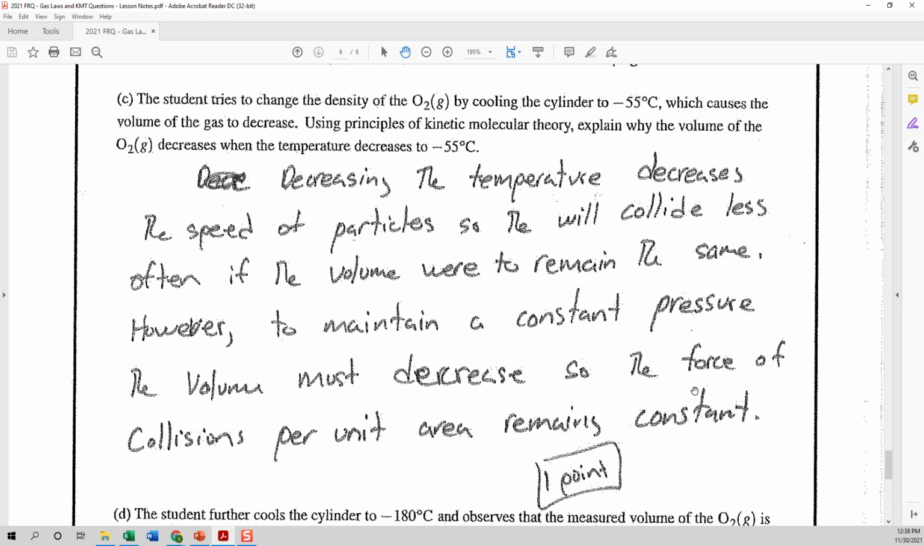Okay? So decreasing the temperature decreases the speed of the particles, right? We know that. The average kinetic energy goes down, so the speed of the particles must decrease. So they're going to collide less often if the volume remains constant. But here we're maintaining a constant pressure, because we have a flexible container, a movable piston. So pressure is remaining constant, so the volume must decrease, so the force of collisions per unit area remains constant, which is our measurement of pressure. Okay? So hopefully that makes sense to you.